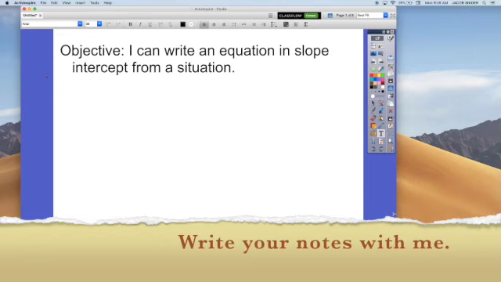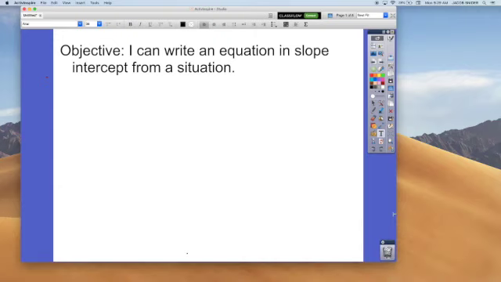But here we go. So here's our objective for the day. Our objective is I can write an equation in slope-intercept form from a situation, okay? I can write an equation in slope-intercept form from a situation. Let's add that in there. Form from a situation.